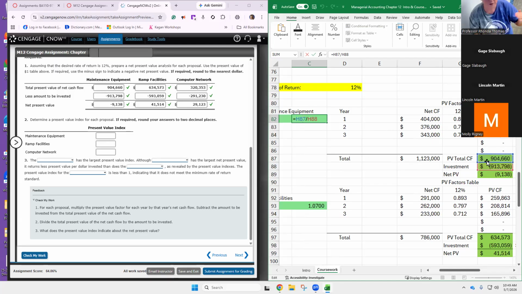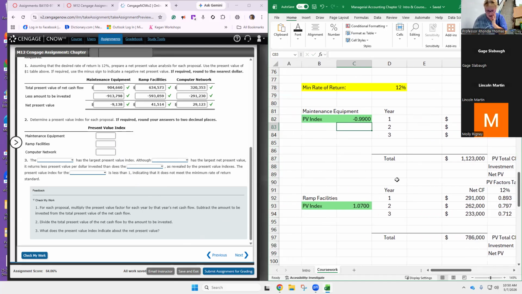Now, remember when you divide a number by a negative number, it makes the negative go away. Remember that? So you're just going to get a whole number. You're not going to get a positive or negative because it's a division problem. So don't worry that the index itself is not negative, but the net present value was. So I'm going to see what happens here. So here's my number. Now I do have a negative up here, and I'm going to try it because I don't remember whether it took it or it didn't.